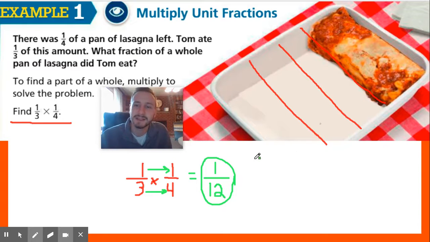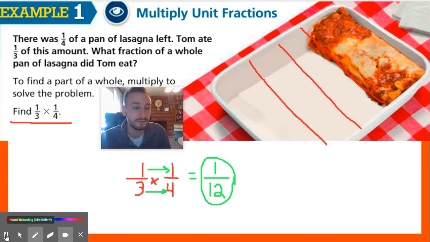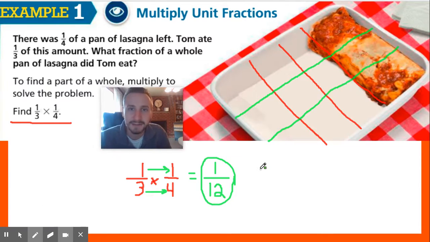Let's look back at this picture up here and see if we can make sense of why this answer is true. So here's what I did, right? Before, I split up this lasagna pan into fourths, right? Because there was only 1/4 of lasagna left. But the question is that if Tom ate 1/3 of this 1/4 lasagna, we wanted to know what fraction of the entire pan of lasagna. So the original whole pan of lasagna, how much did Tom eat?